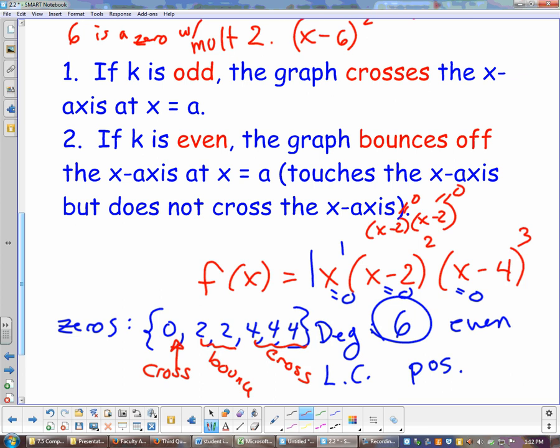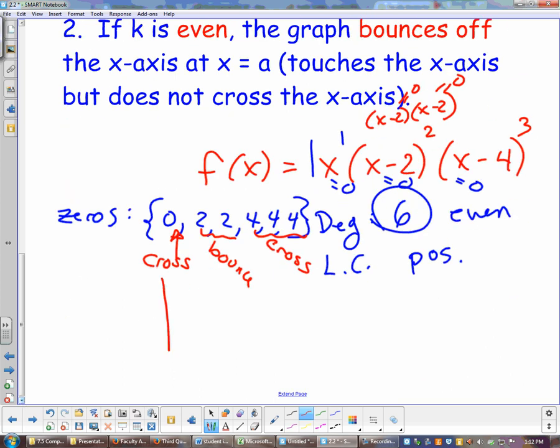Does that make sense? So if I was going to graph this one, leading coefficient positive, I know that the general shape is going to start high and end high. Agreed? Right? And I know that my zeros are going to be at 0, 2, and at 4. Agreed? My graph is sloppy. But I know it's going to start high, and it's going to cross through here.